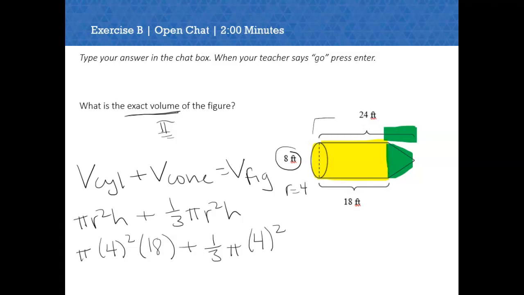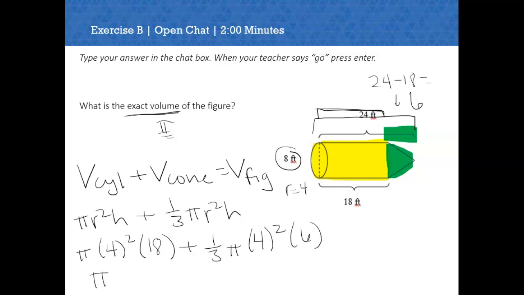Well, if this total is 24 and this part is 18, we can say, okay, this part right here must be 24 minus 18. So 24 minus 18 is 6. So this height is 6. So let's multiply this out. So I'm going to leave the pi, r squared h.